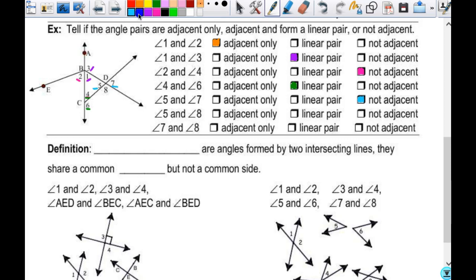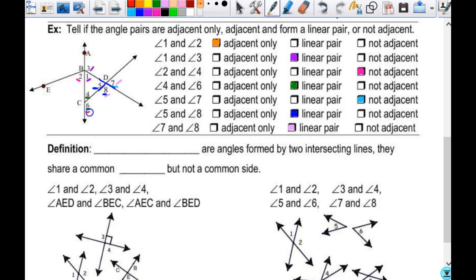All right, what about 5 and 8? Adjacent? Yes. Linear pair? Yes, because non-common sides form a line there. 7 and 8. Yes and yes. Okay, so it's a linear pair. I want to look at one more, I think. Let's look at 6 and 8. 6 and 8 isn't on that list, but I want to look at that one.